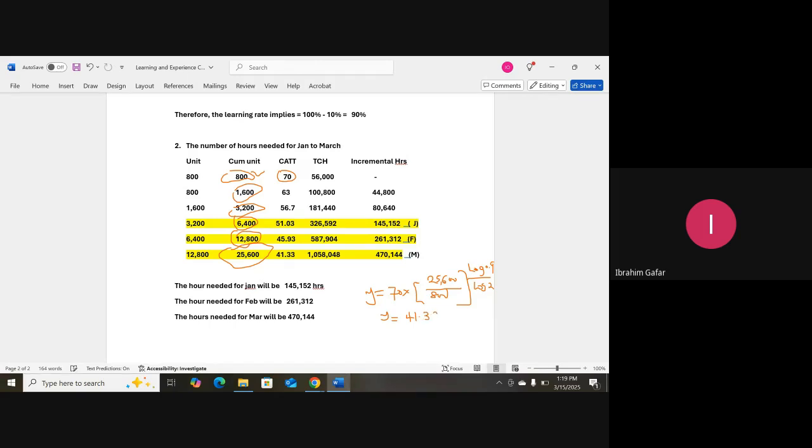41.33. Because me, I want to check the last one. But if you want to check the second to the last, you must get 45.93. So what do you have? Correct. Okay. Thank you.